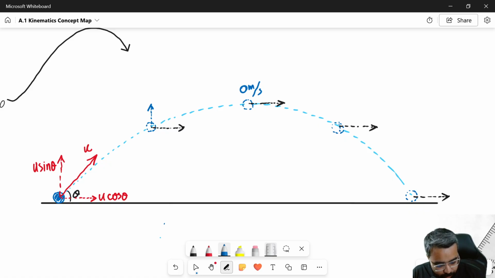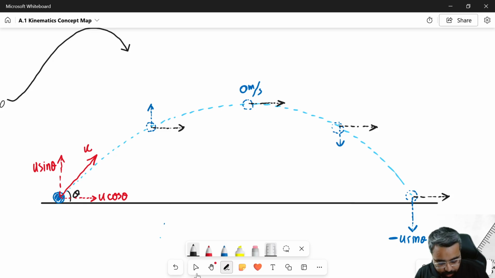Now the ball's velocity will increase, but negatively. And just before hitting the ground, remember that, it will be negative u sine theta. That is the uniform increase and decrease. As the ball is going up, the velocity has decreased, and now as the ball is coming down, it will increase by an equal amount, but as a negative increase. So that's why I have written negative u sine theta.